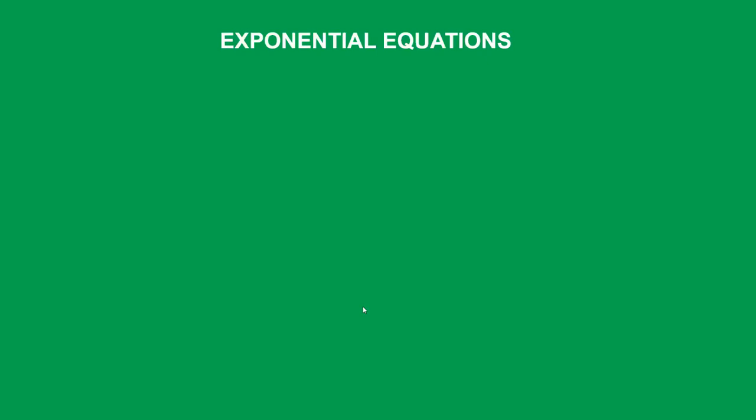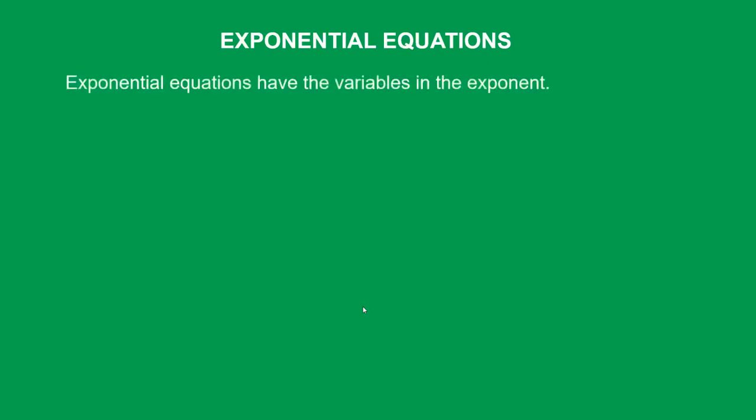Let's discuss exponential equations. Exponential equations have the variables in the exponent. For example, we have 2 to the power x is equal to 16. The variable, or the unknown x, is the exponent. That's how you identify exponential equations.